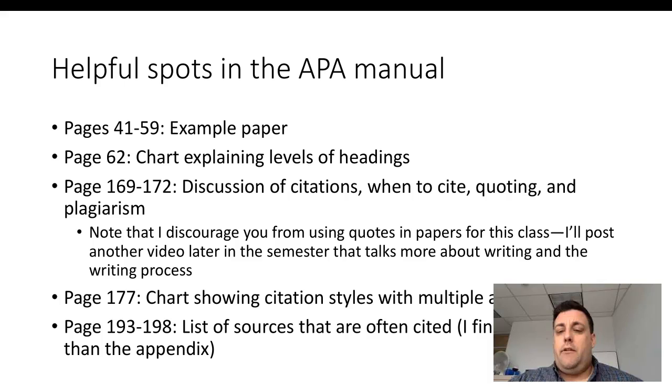And then pages 193 to 198 contain a list of sources that we often cite in social work research papers. So it'll contain everything from books to journal articles to government documents, that kind of thing. And I actually find that locating the structure of the citation is easier in pages 193 to 198 than it is looking in the appendix or the table of contents.